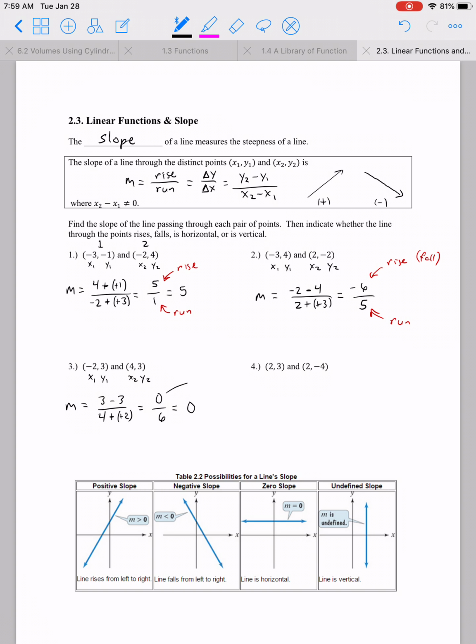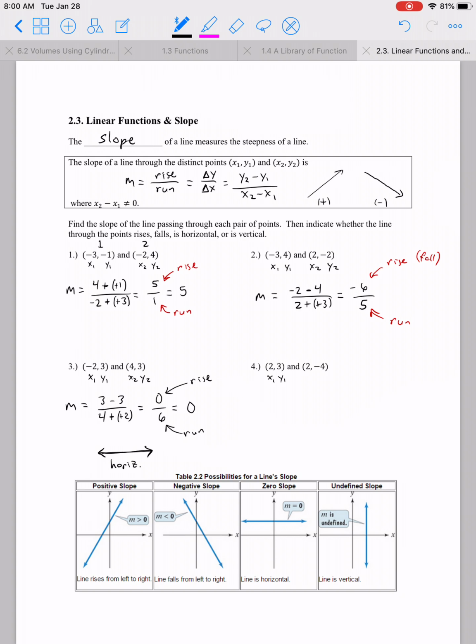We are not rising. The rise is 0. There's no rise. We're not moving in the y direction at all. And so then it really doesn't matter what the run happens to be. It's going to be 0. And so basically that tells you this is a horizontal line. There's only changes in the x direction. This is horizontal. Okay? There's no vertical shifts at all. So now let's take a look at this next one.